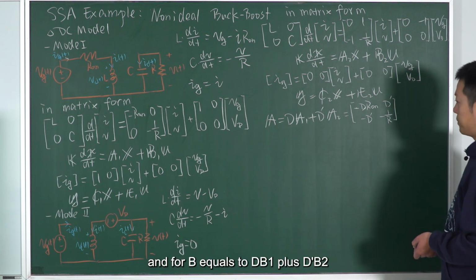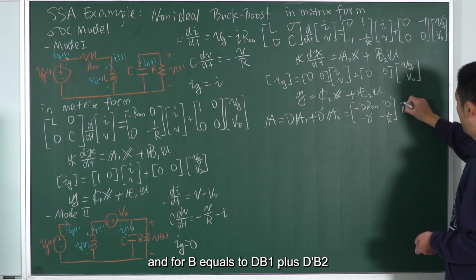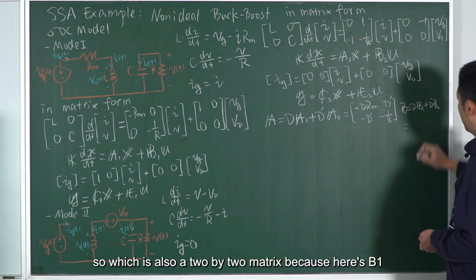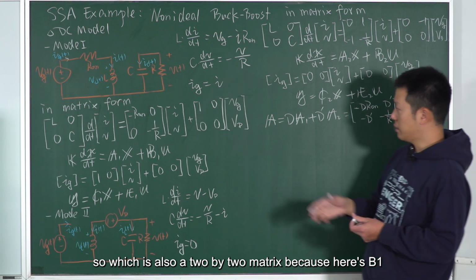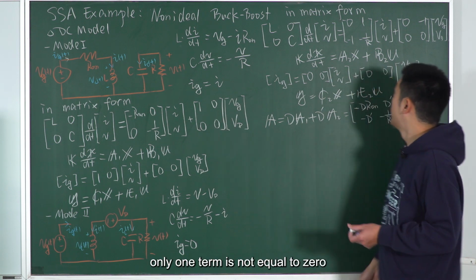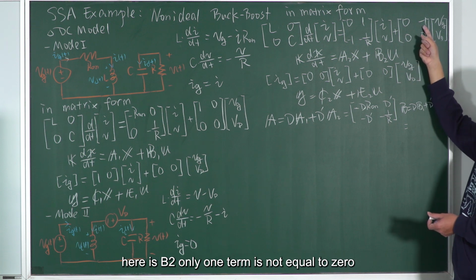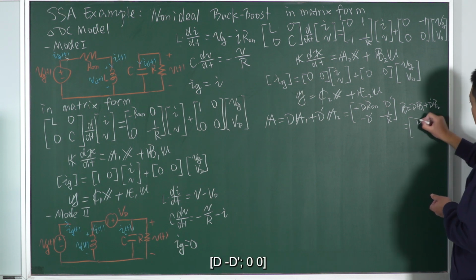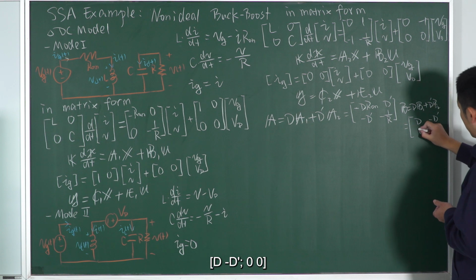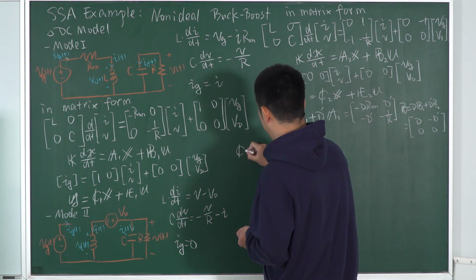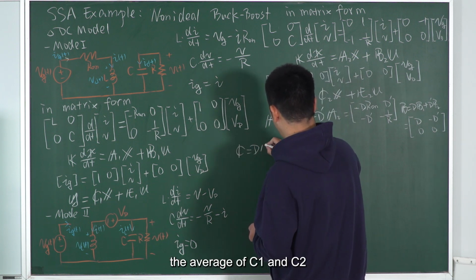And for B, it equals D times B1 plus D prime times B2. So which is also a 2 by 2 matrix, because here is B1, only one term is not equal to 0. Here is B2, only one term is not equal to 0. So it's easy to calculate. So this 2 by 2 matrix is D, minus D prime, 0, 0. And next will be C, the average of C1 and C2.